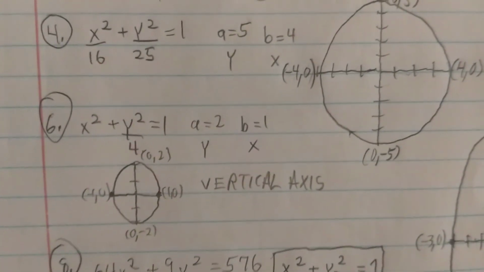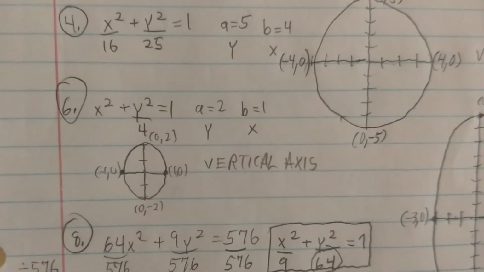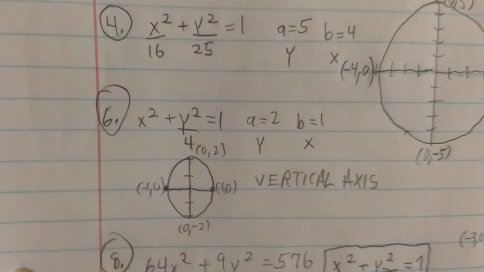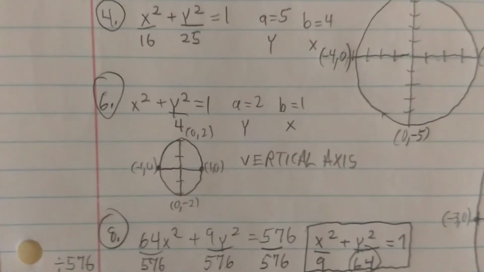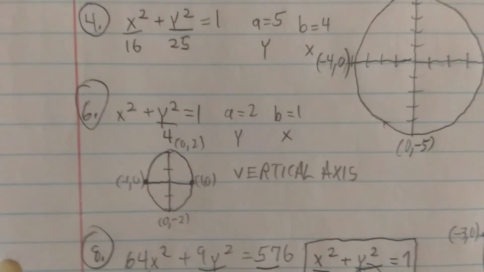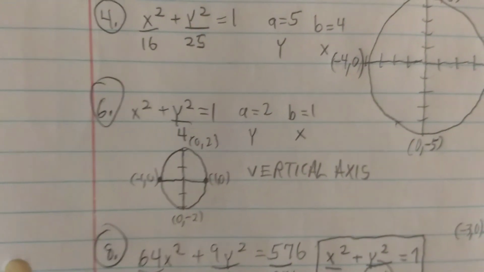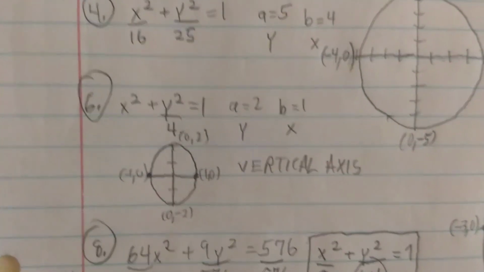Now for this one, we have a equals 5 for y and b equals 4 for x. So y is the major axis, and that makes it x squared over 4 squared, because that's b squared, plus y squared over 5 squared, which is y squared over 25. So x squared over 16 plus y squared over 25 equals 1.